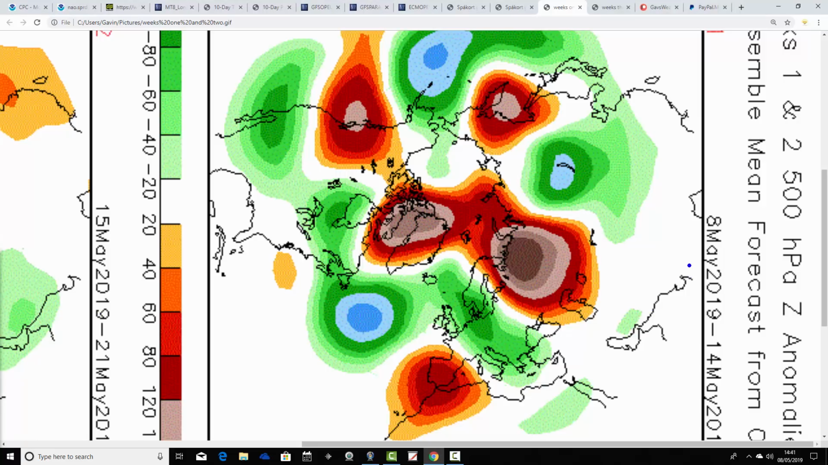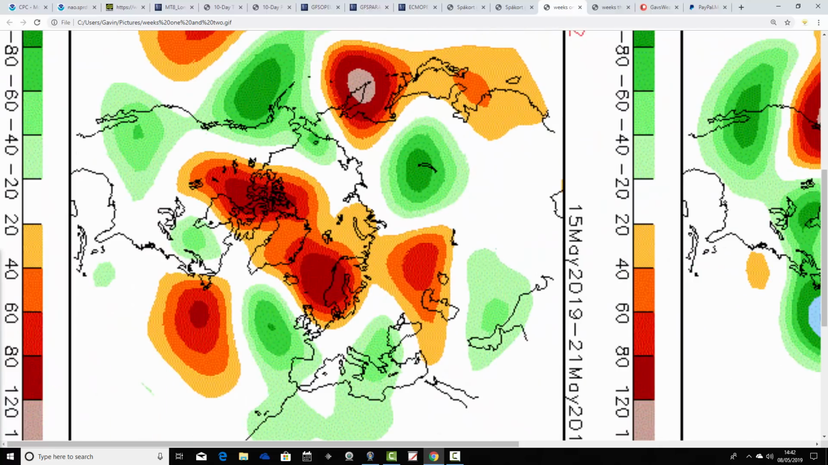Finally, this is how the CFS-V2 is looking. These are 500 millibar heights broken down into weekly pairs. The first weekly pair takes us from the 8th to the 14th of May. The coming week will have above average heights to our southwest, below average heights to the west and the north, looking therefore quite cool and unsettled. There's quite a strong blocking signal up towards Greenland as well, so quite cool and quite unsettled with that 8th to 14th of May week 1 period.